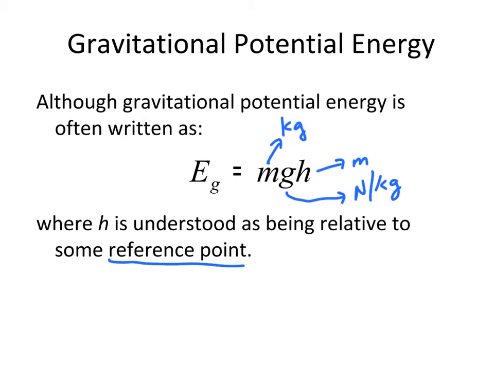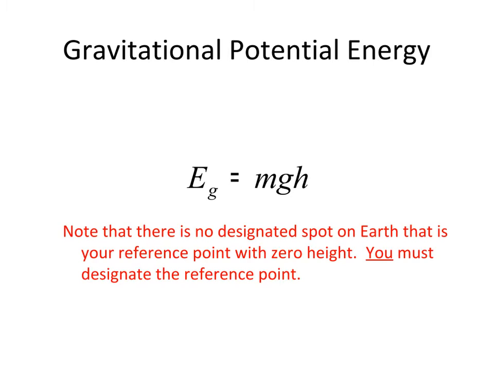If we're choosing the reference point, then we need to be consistent. I will often choose the lowest point in any given situation and use that as the reference point. But then I keep the same reference point throughout the problem unless the problem indicates that I should do otherwise. So that means that there's no magic spot or designated spot on Earth that is your reference point with zero height. Again, either we choose the reference point or a problem may give us the reference point.